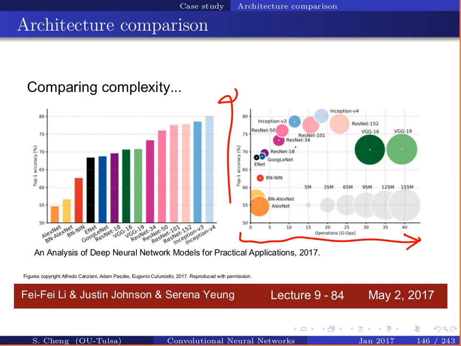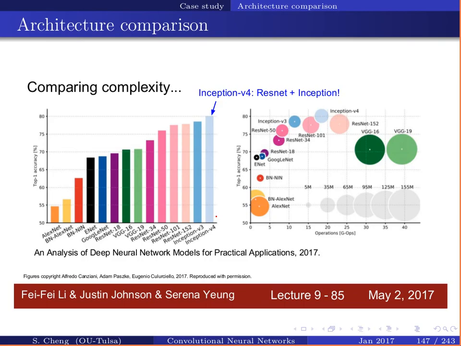In terms of pure performance, you have ResNet here, and there's also Inception Nets by Google, which are basically different versions. They use the Inception module idea and combine it with ResNet, and that gets very high performance.